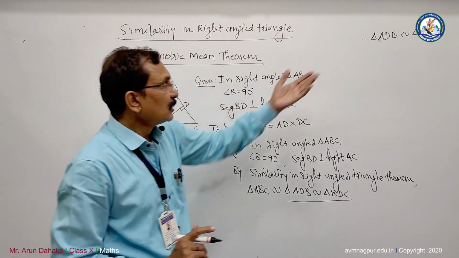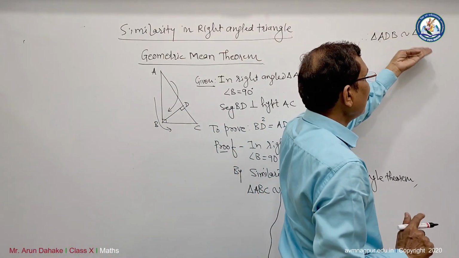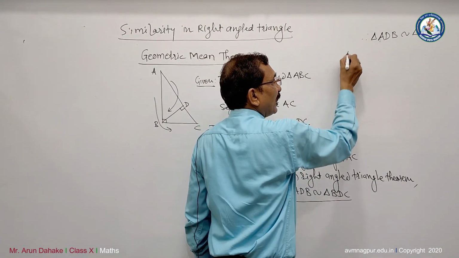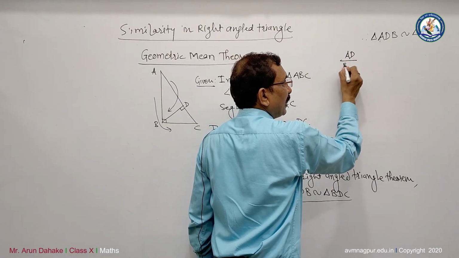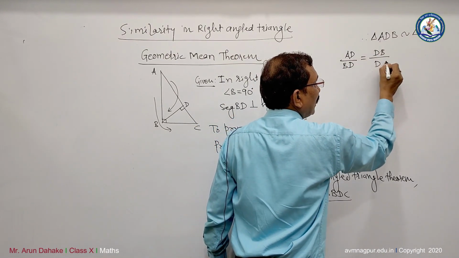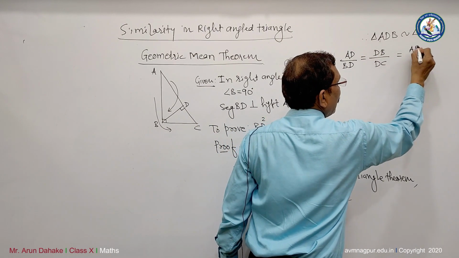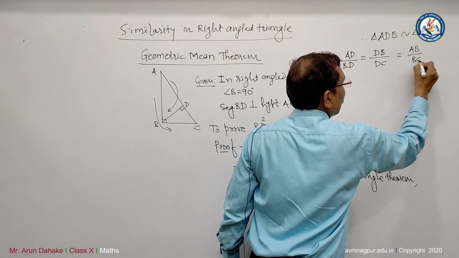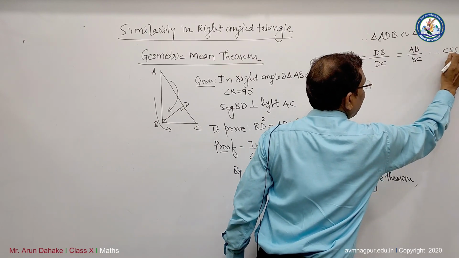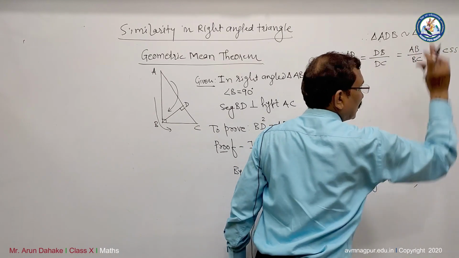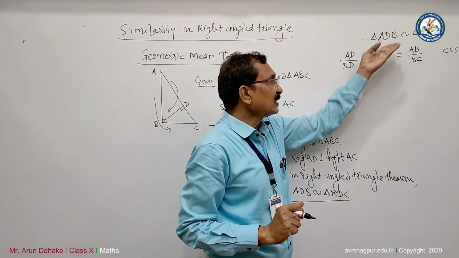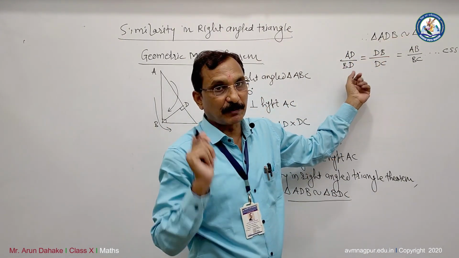Then what? Corresponding sides are in proportion. This is the definition of similarity. Right here, AD upon BD is equal to DB upon DC is equal to AB upon BC. And this is CSST, corresponding sides of similar triangles. When we say that the triangles are similar, then corresponding sides are in proportion.